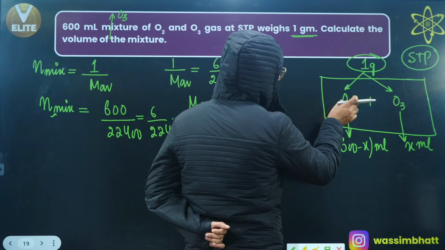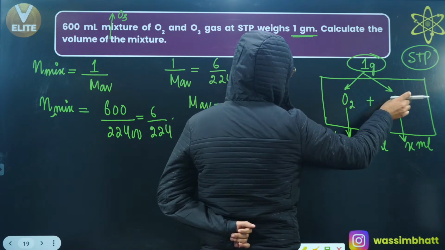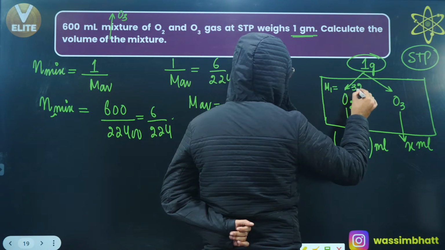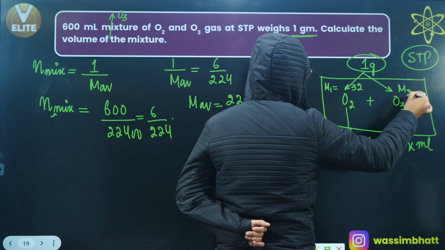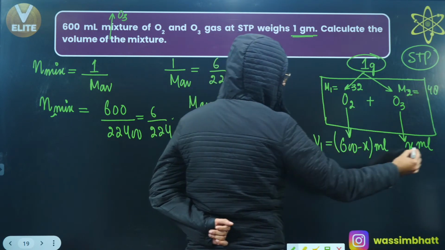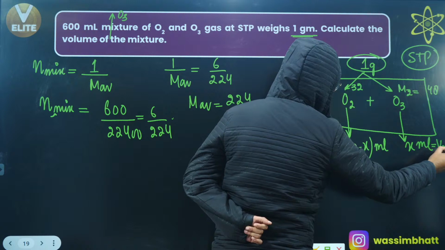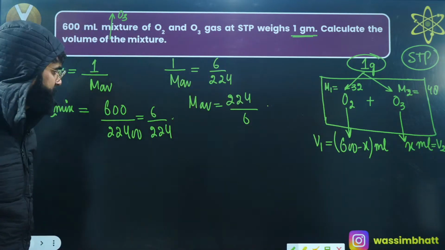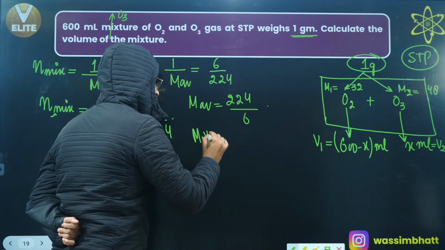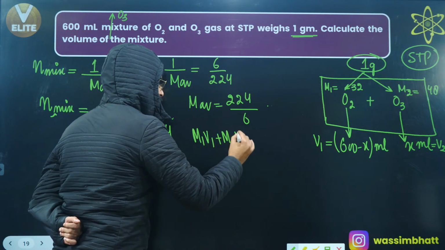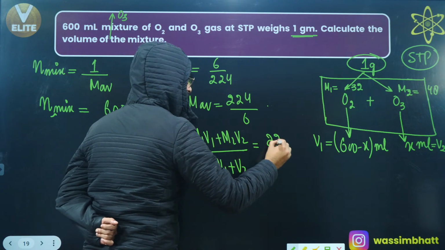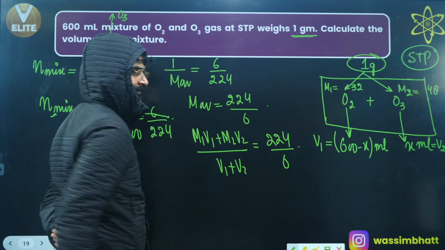If I call the oxygen gas as gas 1 and ozone as gas 2, what is the molar mass of gas 1, the molar mass of oxygen? That is 32 grams per mole. What is the molar mass of ozone, which I represent by M2? It is 48 grams per mole. I'll call the volumes V1 and V2. So instead of MAV, can I write (M1V1 plus M2V2) divided by (V1 plus V2)? This value is equal to 224 divided by 6.